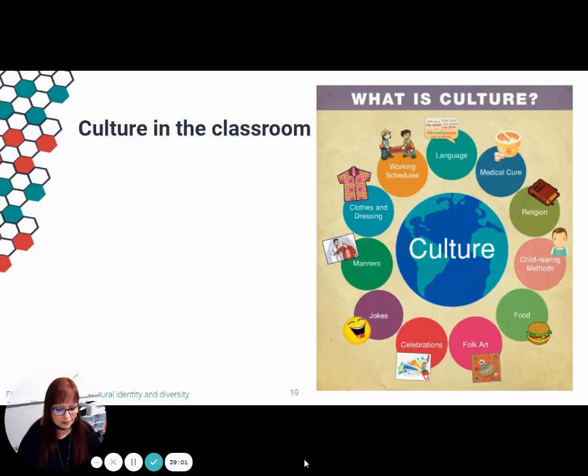Using the iceberg model, think about what might be above the surface and what might be below. So we've got language, medical cures, religion, child rearing methods, food, folk art, celebrations, jokes, manners, clothes and dressing, work schedules, all of these things that make up culture. Think about what might be above and what might go below the surface.